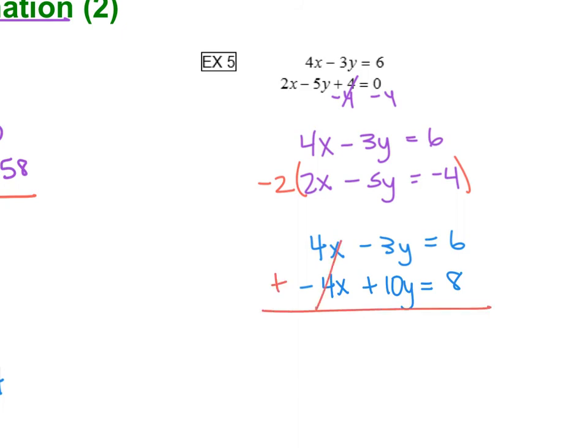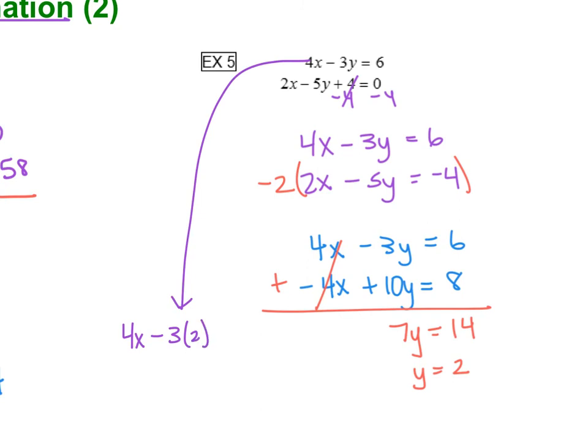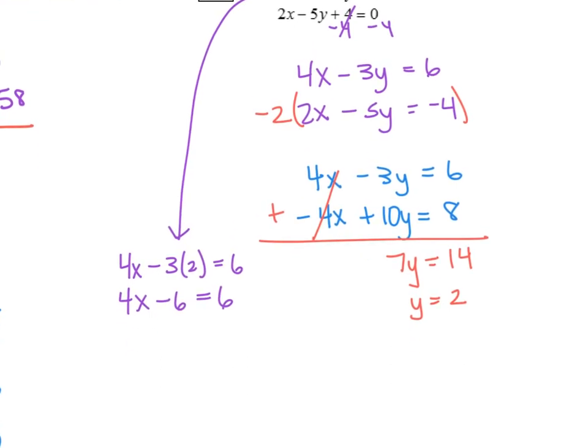The 4x plus the negative 4x cancels. Negative 3y plus 10y is 7y equals 6 plus 8 is 14. Divide both sides by 7, and y is equal to 2. All right, then we take the y and we plug it back into one of our equations up here. To me, I think the top one seems a little easier. It doesn't matter which one you plug it in because it will be a solution in both. So we have 4x minus 3 times 2 equals 6. Negative 3 times 2 is a negative 6. And then we just keep solving.